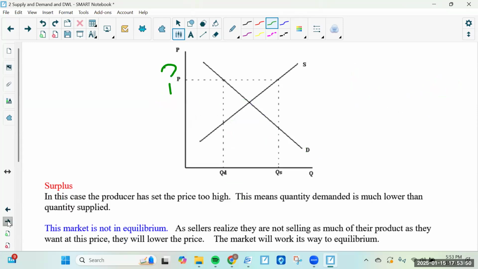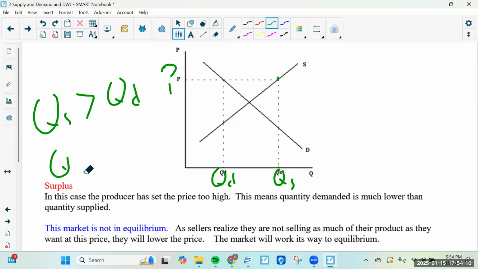Okay, in this case, we've got a surplus. Okay, we've got a surplus right here. Why do we have a surplus? Because the quantity supplied, at this high price, they want to sell way out here. But we're like, yeah, we don't want this stuff. Our quantity demanded is way back here. So what you've got is a situation where quantity supplied is greater than quantity demanded. And by the way, you can also say quantity demanded is less than quantity supplied. They're the same thing. So you can say it either way.